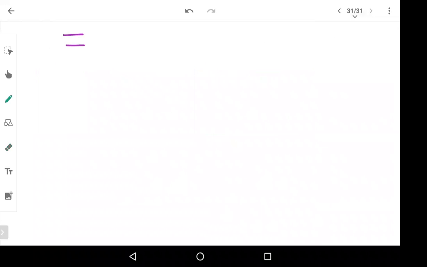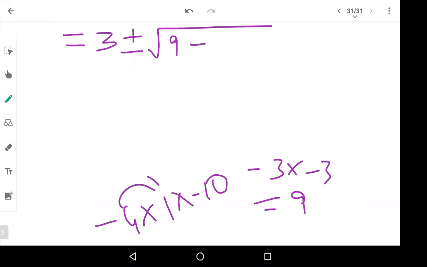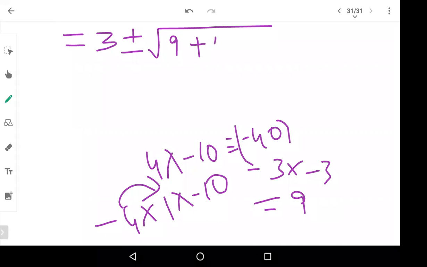So x is equal to, first I will have plus 3 plus or minus square root of minus 3 into minus 3, which is nothing but plus 9. So 9 minus, again I will get minus 4 into 1 into minus 10. So 4 ones are 4 into minus 10 is minus 40. So minus of minus 40 will give me plus 40. Whole divided by 2 into 1 is 2.